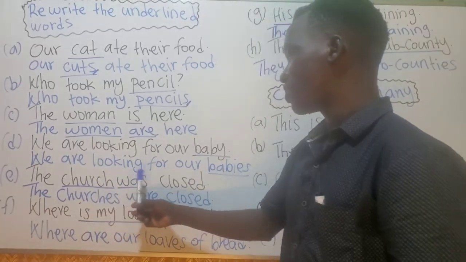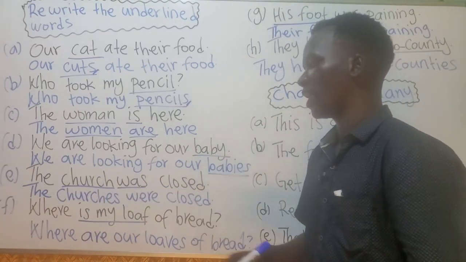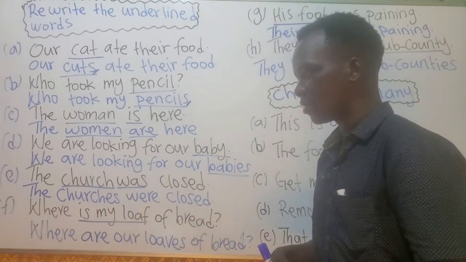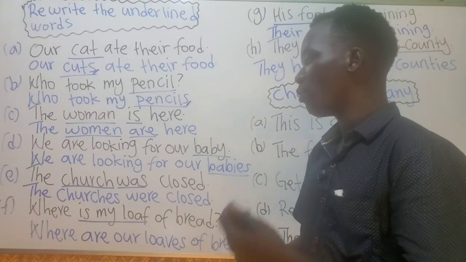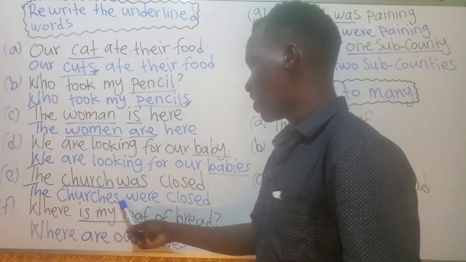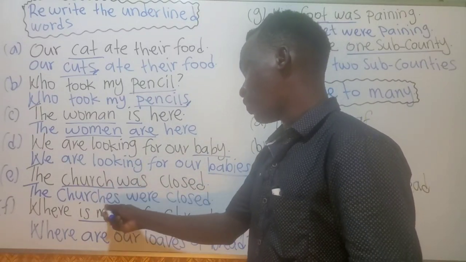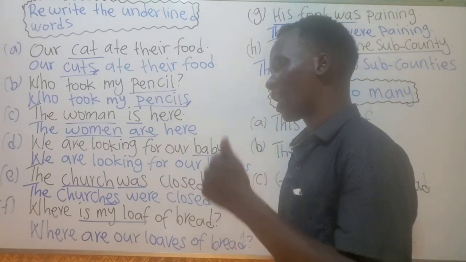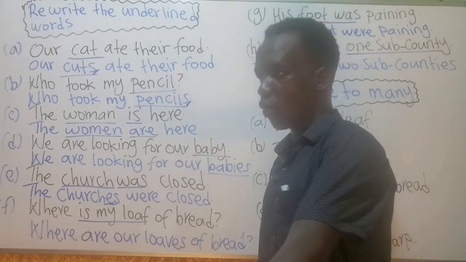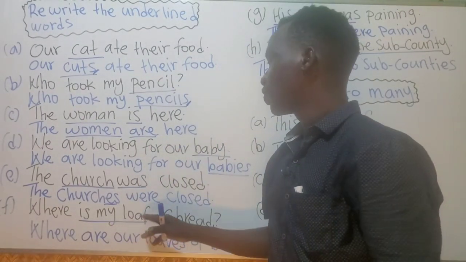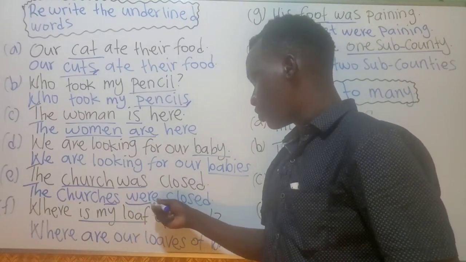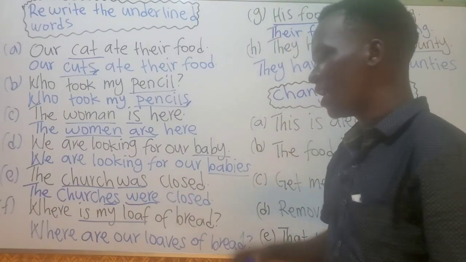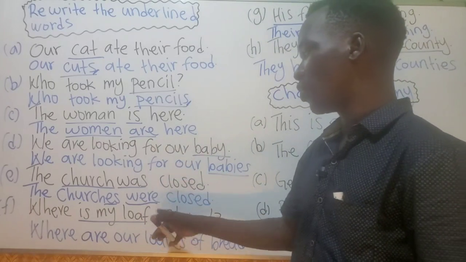The church was closed, okay? The church was closed. This is singular past. Then we make it plural past. The churches, here we have es, and we have the churches were closed. When a sentence is talking about past plural, okay, past plural, you will use were. Was will change into were.